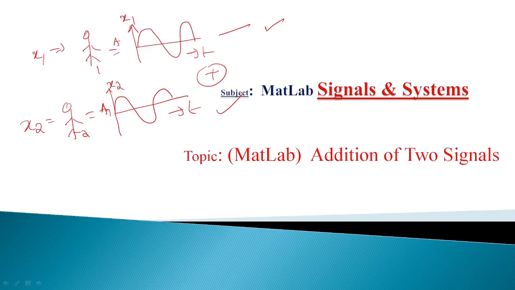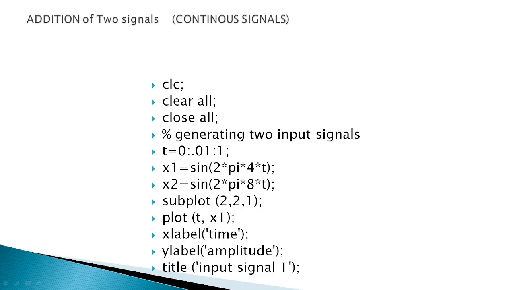Open the MATLAB and go for new program, write the code and run it. We will generate our required signals: signal 1, signal 2, and addition of two signals. I will explain the program. So these are the general instructions, as you know that. Here two input signals we need to mention.